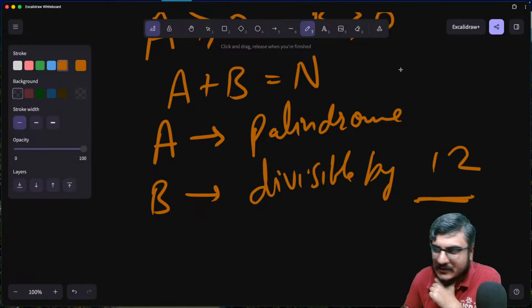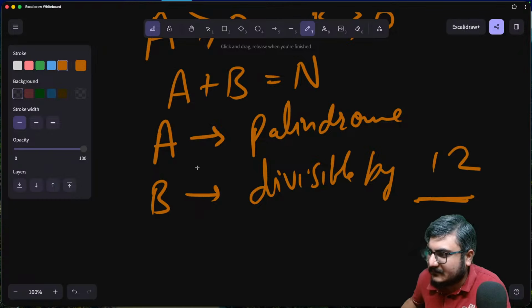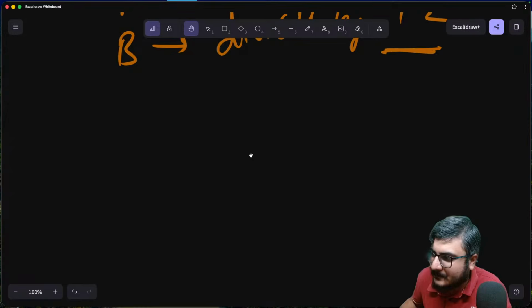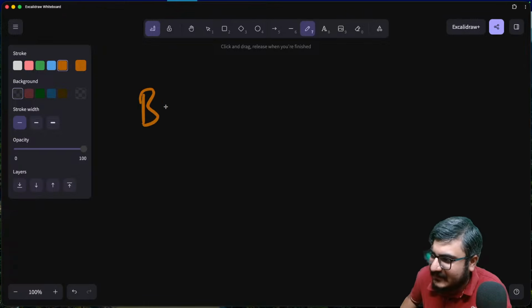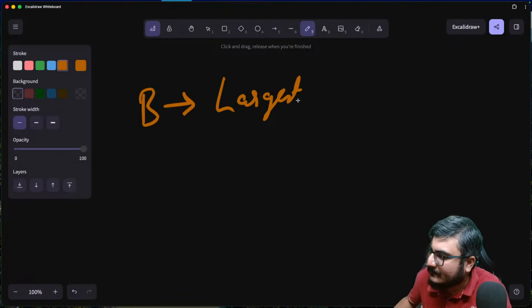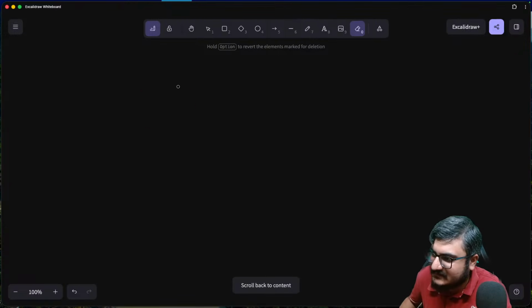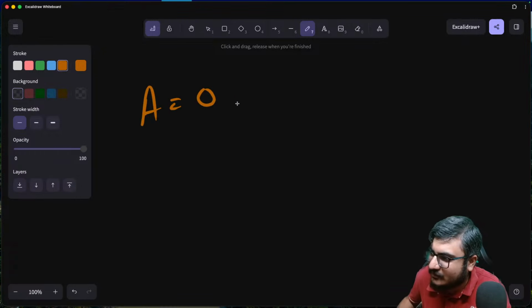Now, what can we do over here? The crux of the idea is, let's first try to brute force it. How can we do it? We can take b to be the largest number. So we can brute force it this way. We can start with a equal to 0, 1, up to whatever n we want, and every time we check if the given equation is satisfied or not.